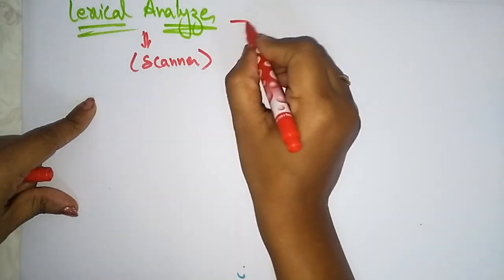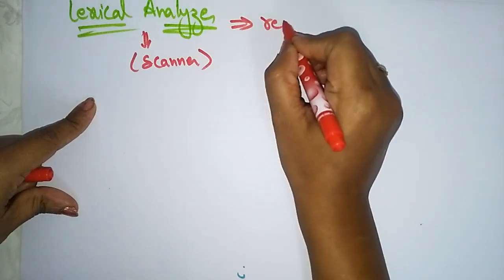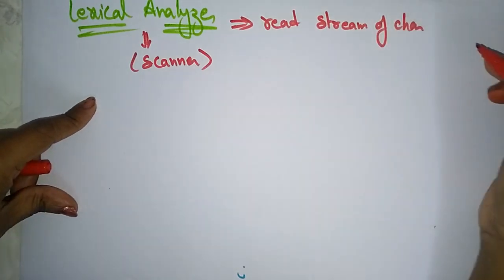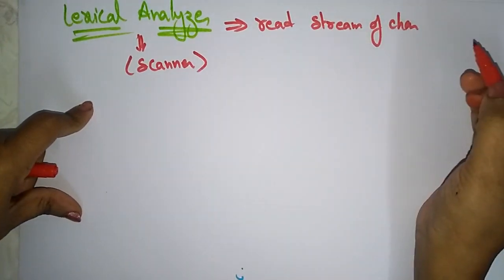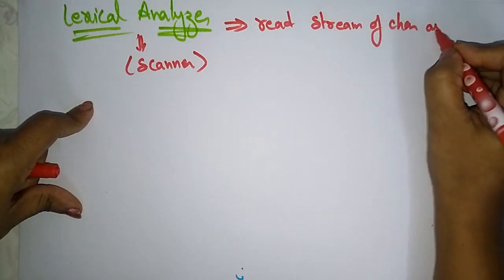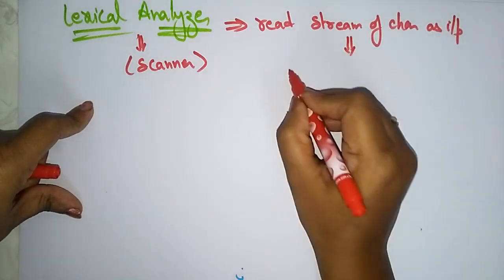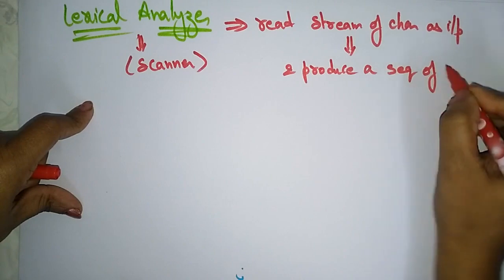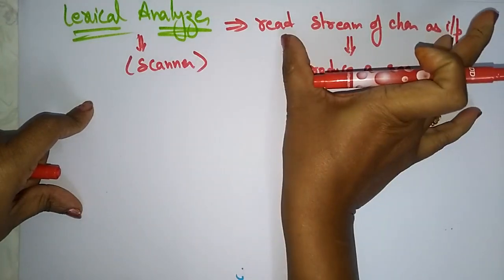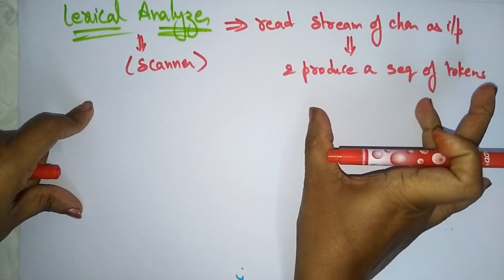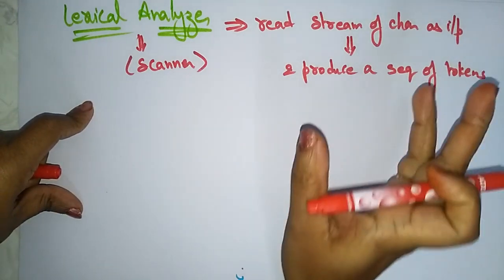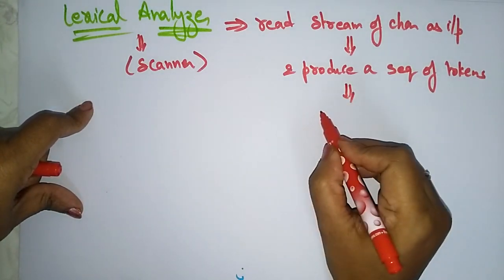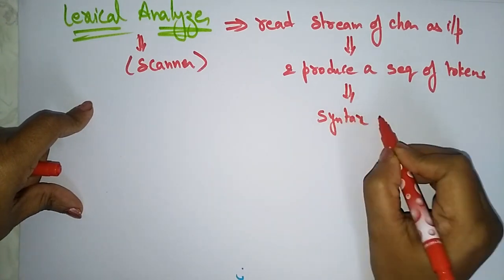So the lexical analyzer reads a stream of characters one by one as input, and produces a sequence of tokens. It reads the input and produces a sequence of tokens that the parser, the syntax analyzer, uses for syntax. So it produces a sequence of tokens, which will be helpful to the syntax analyzer.